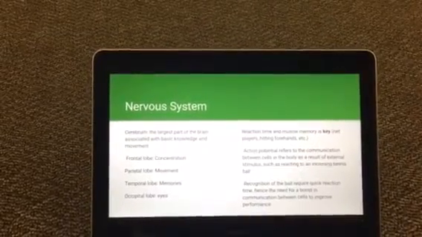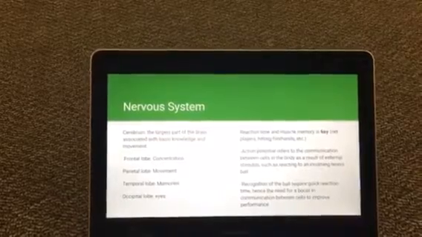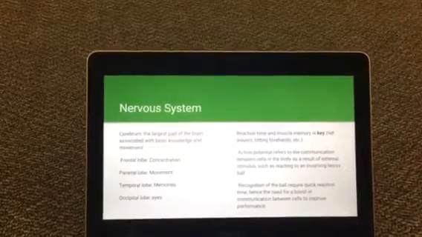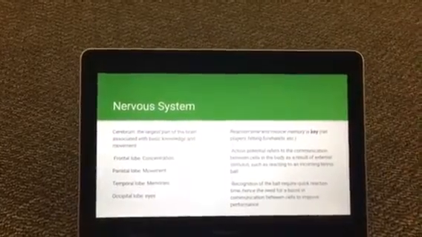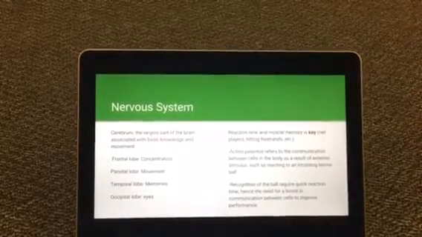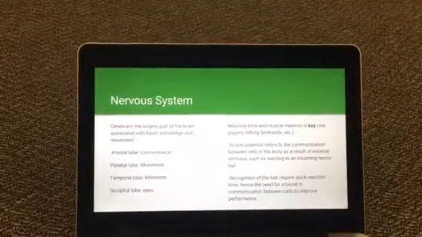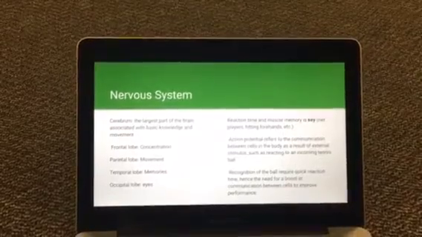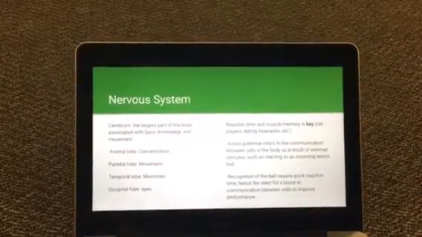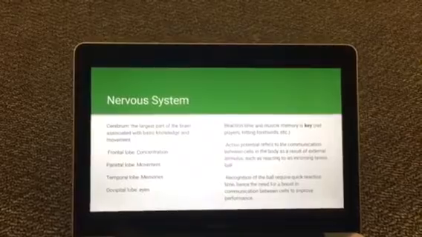So in order to have an effective game, you must be able to have proper communication between cells in the body as a result of external stimulus, such as an incoming tennis ball. Recognition of the ball requires quick reaction time, hence the need for a boost in communication between cells to improve performance, and this also comes in tied to your cerebrum being able to perform.